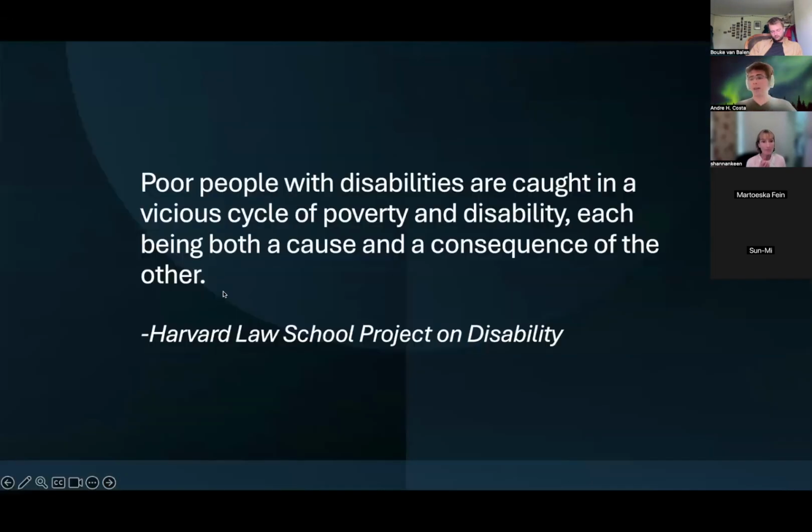Now, here's a quote. I was reading during our research a project by the Harvard Law School Project on Disability, and it stated that poor people with disabilities are caught in a vicious cycle of poverty and disability, each being both a cause and a consequence of the other. That vicious cycle is something that we from Western countries are mainly immune from. Being able to capture and target a way of solving that income disparity has been my main focus throughout this.